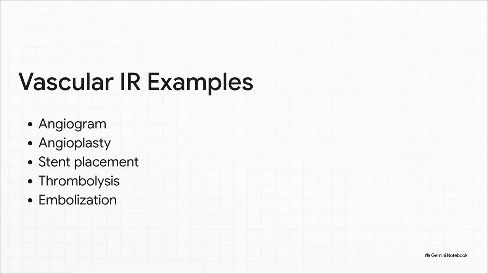To make this super concrete, let's just walk through a few common clinical examples directly from our source material. We've got angiograms, which are your diagnostic procedures to visualize the blood vessels. Then we move into therapeutic procedures, like angioplasty, to physically restore circulation. Stent placements to keep those vessels propped open. Thrombolysis to break up stubborn clots, and embolization to purposefully block abnormal blood flow. Are you noticing the pattern here? Every single one of these involves treating a condition or a blockage directly within the blood vessels themselves. The whole procedure relies on accessing that arterial or venous family.